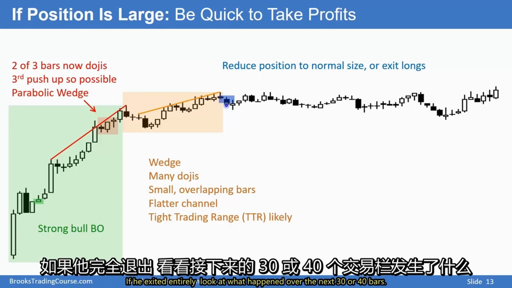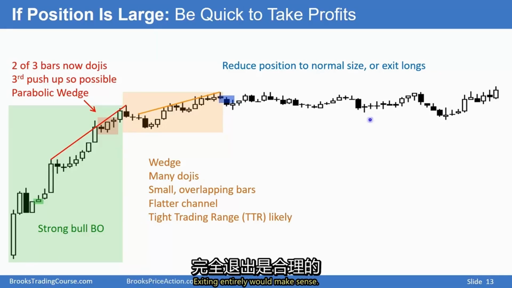If he exited entirely, look at what happened over the next 30 or 40 bars. No profit. Exiting entirely would make sense.